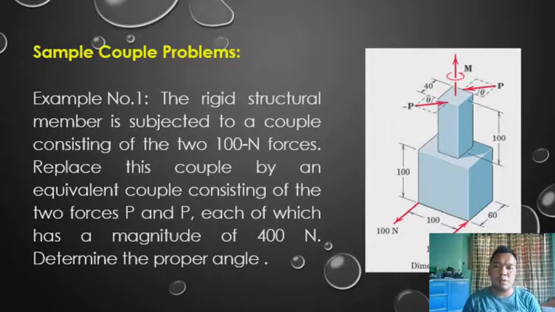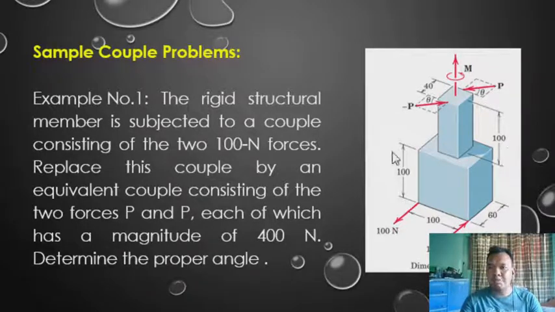Okay, next is sample problems. So para mas maintindihan ninyo yung binabanggit kanina ng couple, i-apply natin into sample problems yung mga ibig sabihin ng couple, no? So we have here sample number 1: a rigid structural member is subjected to a couple consisting of two 100 newton forces. Replace this couple by an equivalent couple consisting of the two forces P and P, each of which has a magnitude of 400 newton. Determine the proper angle.